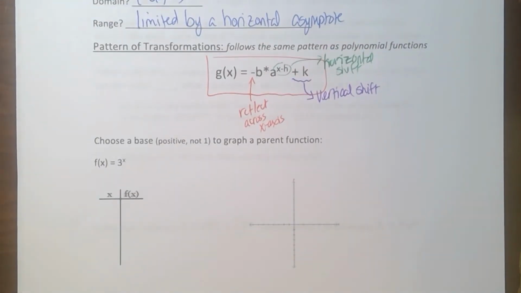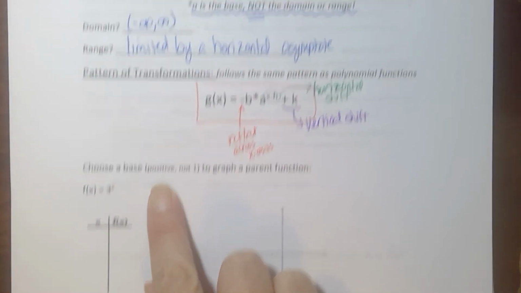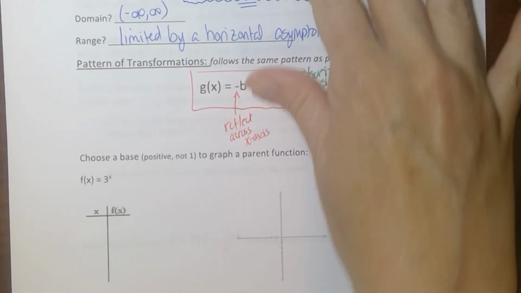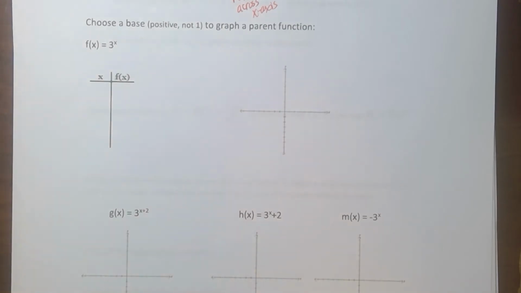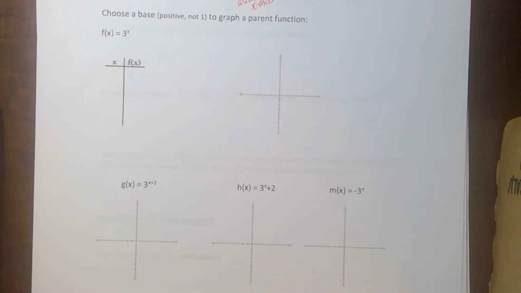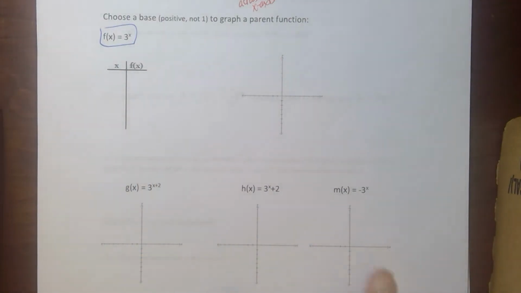Okay, we're going to start with base 3 as our parent function. When you're graphing exponential functions, you just pick a base. It has to be positive and it cannot be 1. Remember, there's our restrictions for our base. You use it to graph the parent function. For our examples here, I chose 3 as my base. I could have chosen 2, I could have chosen 5, any positive value, not 1. But I chose 3, so all of these functions are going to be base 3.